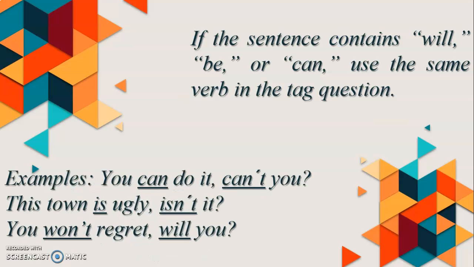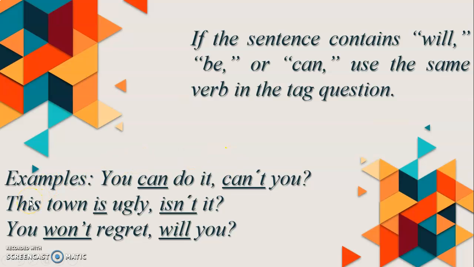The only thing that changes is that we use the verb in negative or positive form, but that depends on the sentence. For example, you can do it. Can't you? Okay, in here, see that the sentence is affirmative, or positive, and we use can. Since it is affirmative, the tag question must be in negative form. Okay, can in positive, and in the tag question, it must be can't, negative form.